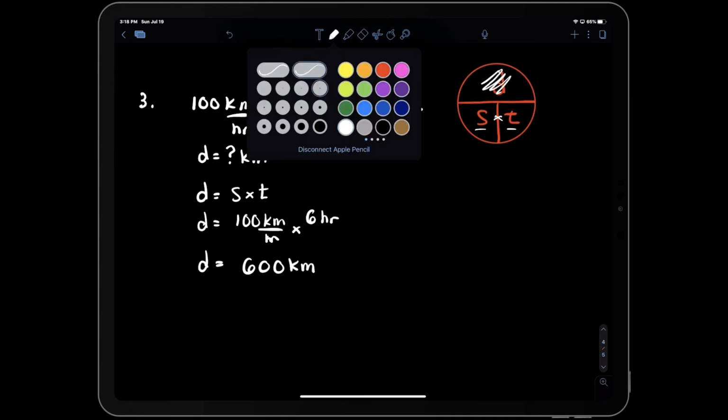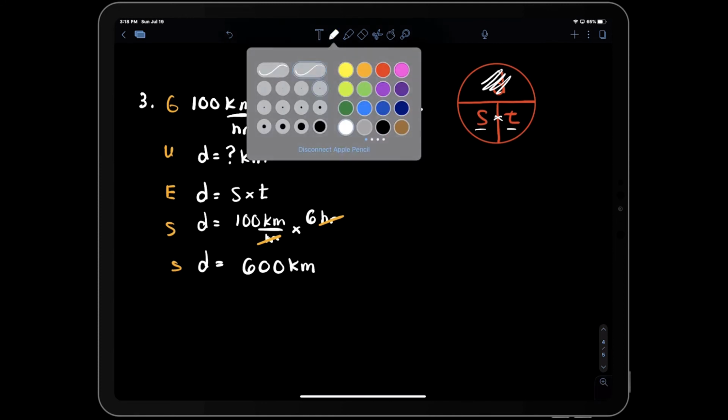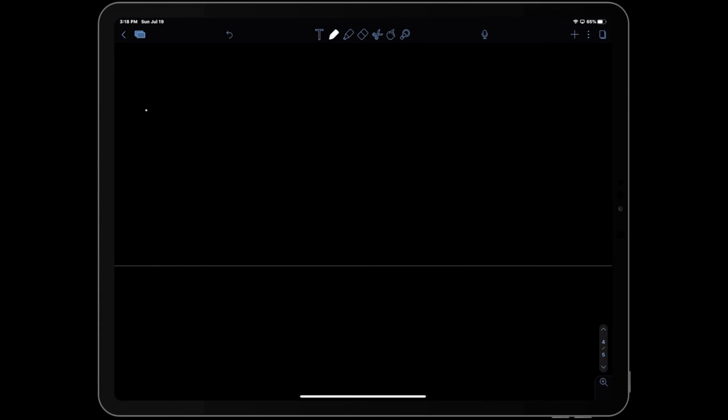What happens to the hours? It gets cross-canceled. And again, I do have every part of my GUESS method in order to receive any credit for this work. We go to number 4.